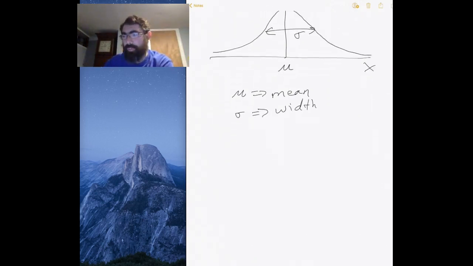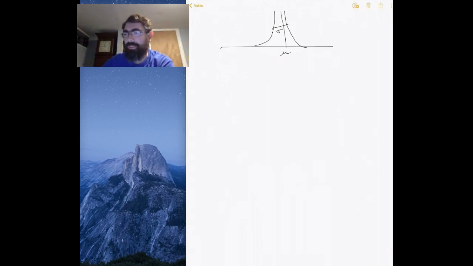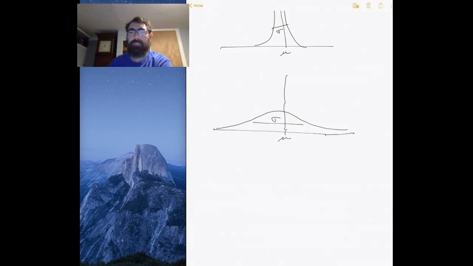So if there is a very small sigma, then you would get a very sharp bell-shaped curve. Or if it's a very wide sigma, like this, you would get a much fatter bell-shaped curve. Okay.